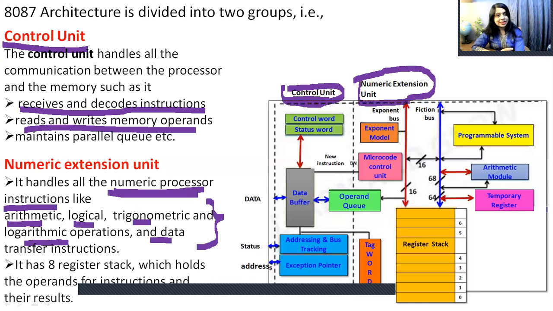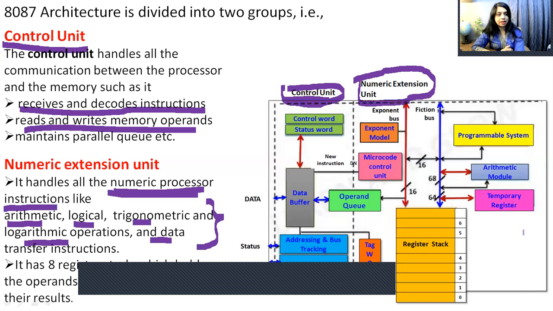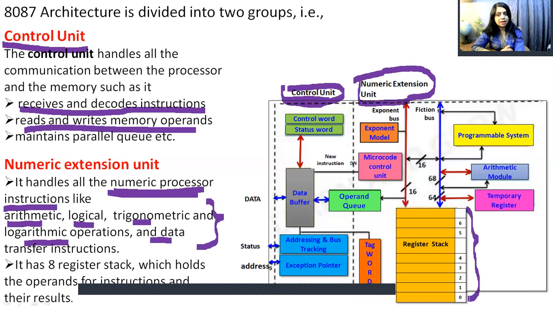Now, what else is there in the numeric execution unit? There is an 8 register stack. You can see here in the numeric execution unit, there is an 8 register stack. You can see these are 8 registers, this is 0, and this is 7, so 8 registers in total, which hold the operands for instructions and their results. So data required for instructions is stored in these registers, and it also stores the result of calculations or results of instructions.